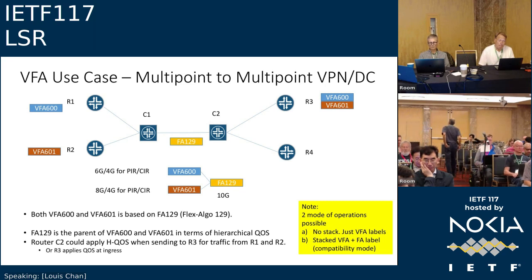So in this example, there are also 2 more operations possible. One is just a single stack of label. That means the top label is only 1 label, VFA 600, VFA 601. Or you can have, and later on we'll talk about the compatibility mode for VFA, a stacked label. That means the top label is the FA 129 label. The second is the VFA 600 label.